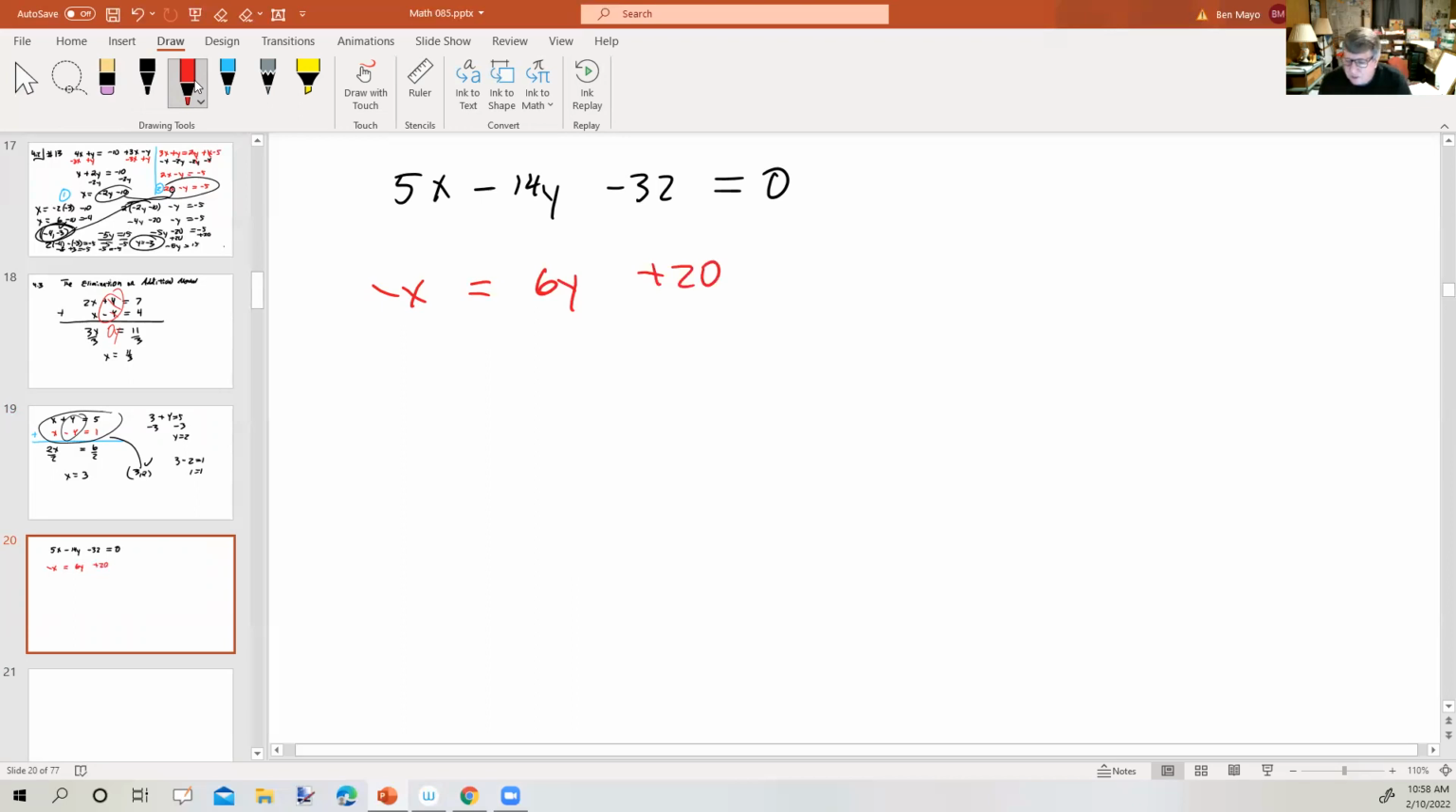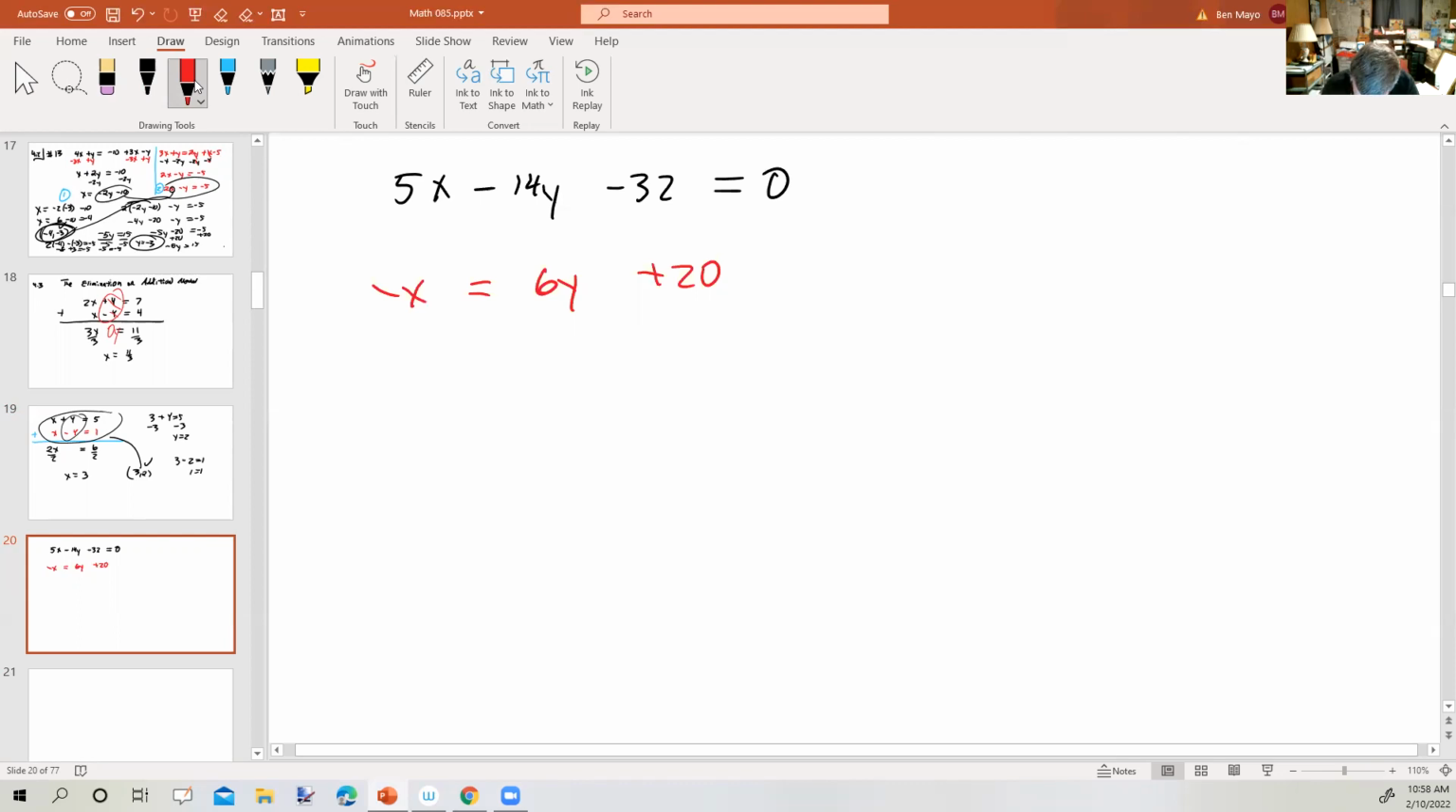Okay, now, ultimately, I'm going to be adding the two equations together. So what I want to do is line things up so that the x's are in the same column, the y's are in the same column, the constants are in the same column, so that when I add them together, I'm not trying to add things that aren't in the same vertical column.